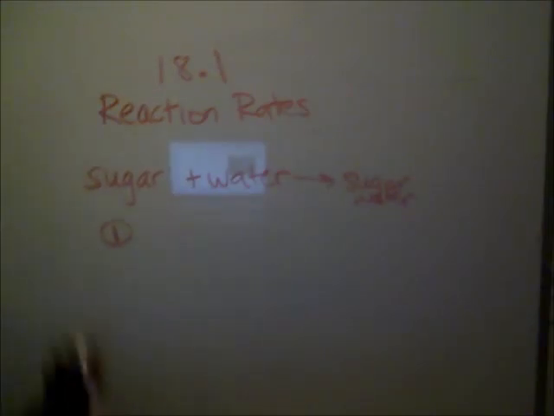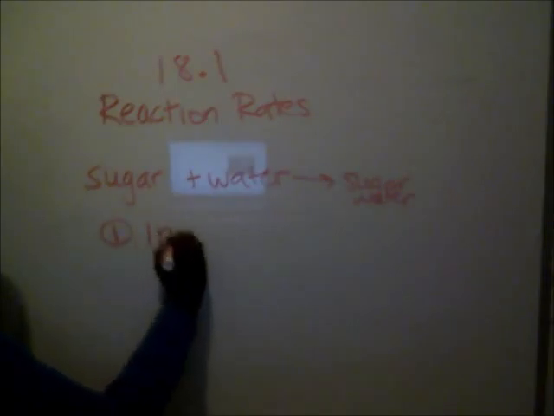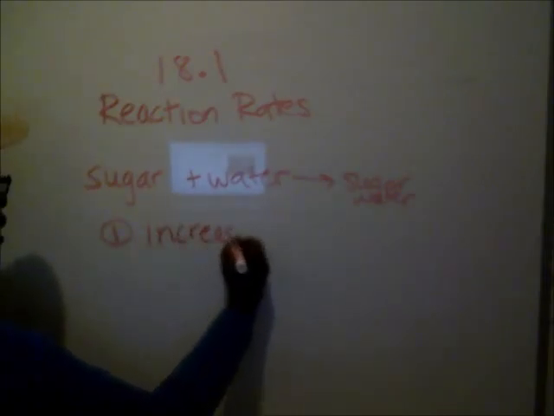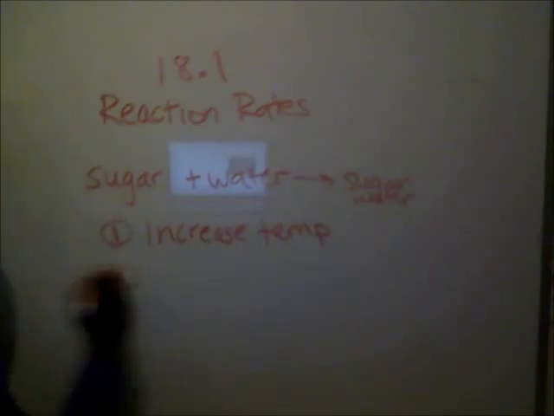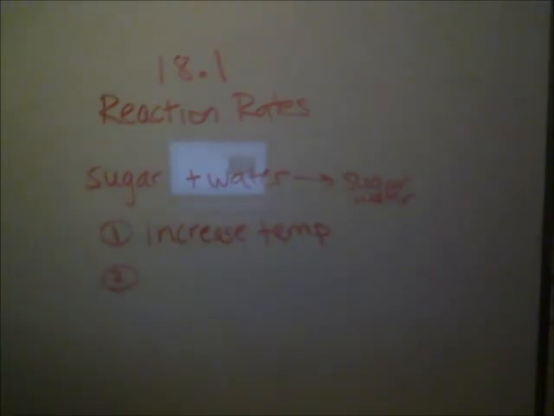Okay, so one thing we can do, let's say we wanted the sugar to react more in the mixture, or we wanted it to react quicker, we could increase the temperature. And what that's doing is, when we increase the temperature, we're giving those particles more energy. So when they hit each other, they should hit each other with enough force to cause the reaction to take place. So increasing the temperature increases the energy so they can hit each other and cause the reaction to happen.